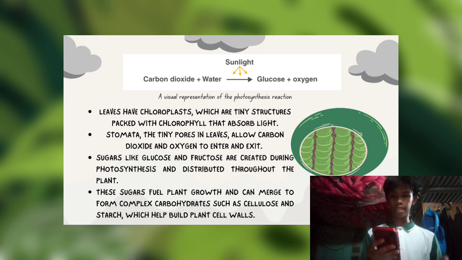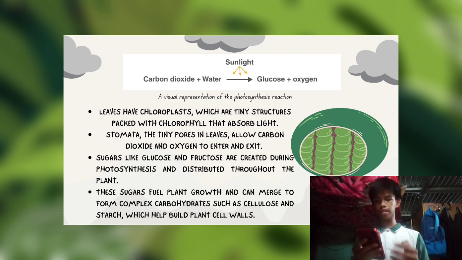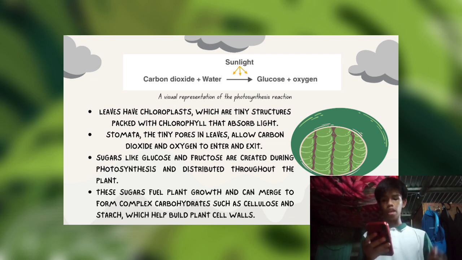Leaves also have stomata, small pores that let carbon dioxide in and oxygen out.